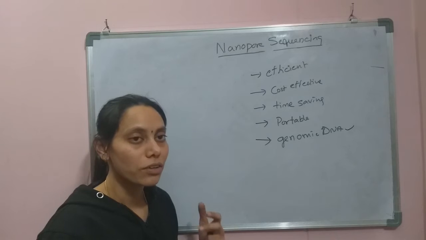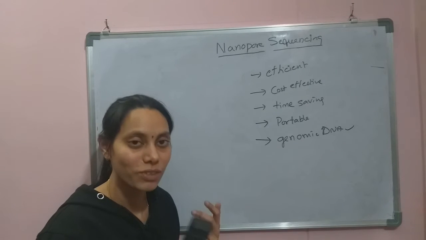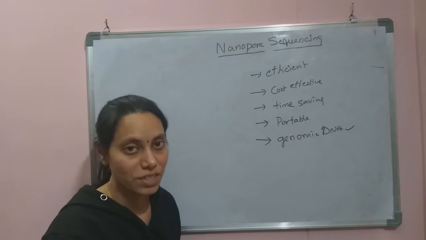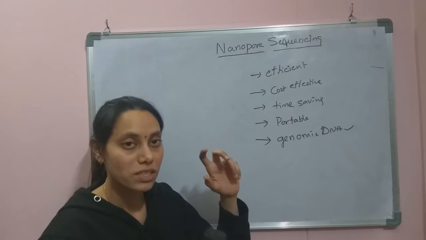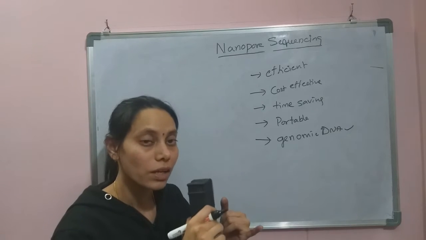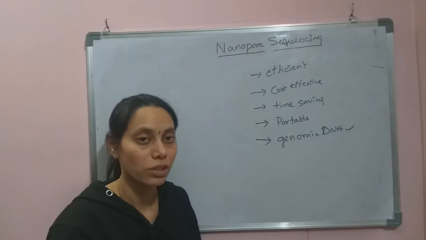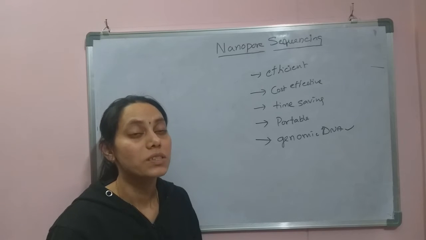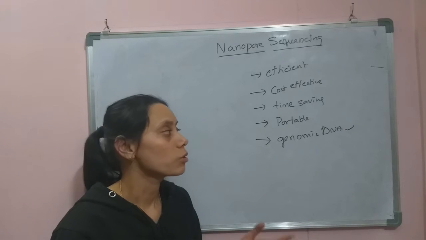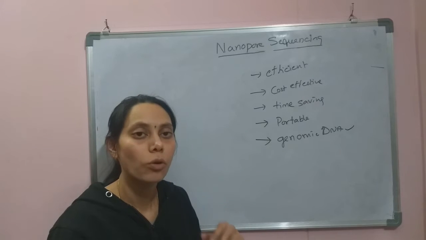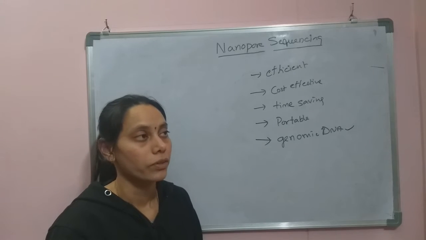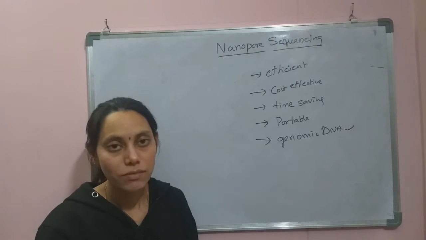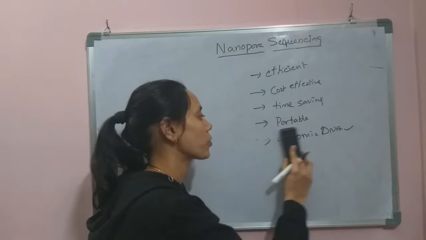Once we understand the advantages, first we need to know how all these are possible, because the next generation sequencing, or NGS, methods are also considered to be efficient, cost effective and time saving. But nanopore DNA sequencing is much more advanced than those in terms of time, because there is no processing of the sample itself, and only a single stretch of DNA is required for nanopore DNA sequencing.